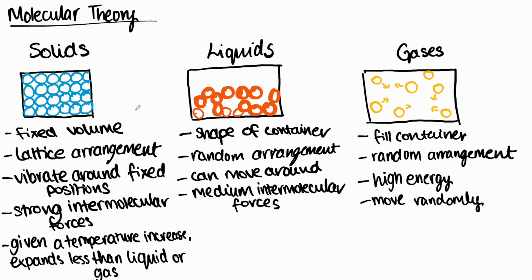Liquids take the shape of their container. They have a pretty random arrangement and can move around a lot more than solids, but not quite as much as a gas. Their intermolecular forces are intermediate. They're not strong, but they're not weak. Then moving on to gases, they completely fill their container. They have a random arrangement, and the particles have high energy and move around in random directions, colliding often between themselves and with the walls of the container.